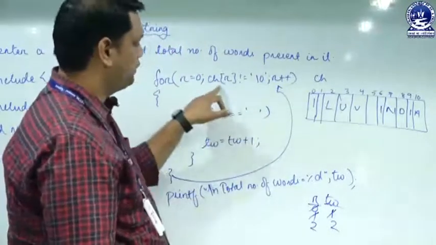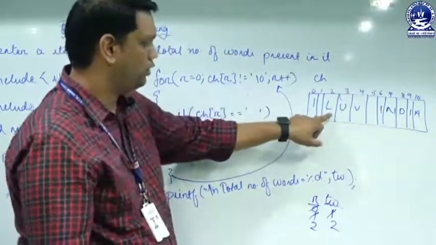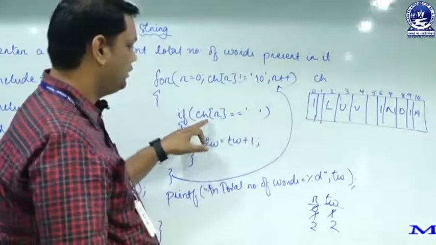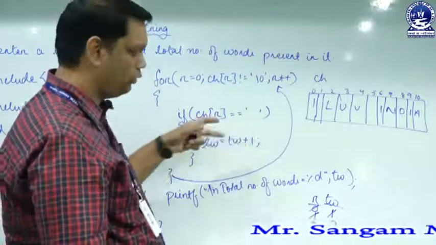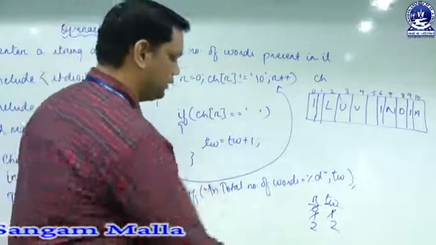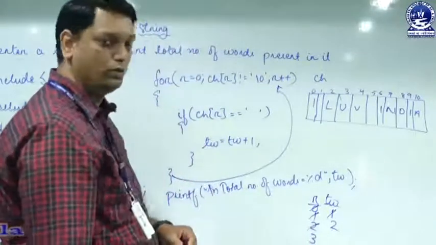So it will check ch of r. Ch of 2 is not equal to \0? Yes, l is not equal to \0. It will come over here: ch of 2 is equal to blank space? No, l is not equal to blank space. So the condition is not satisfied. R++, r has been incremented to 3.